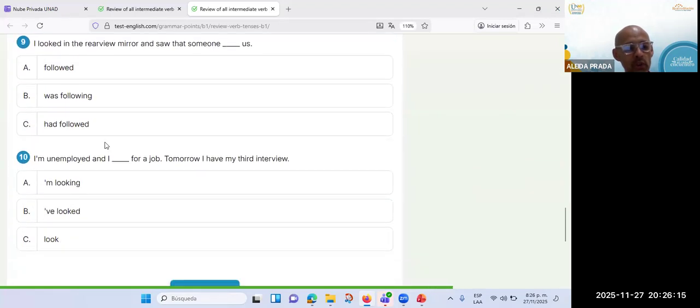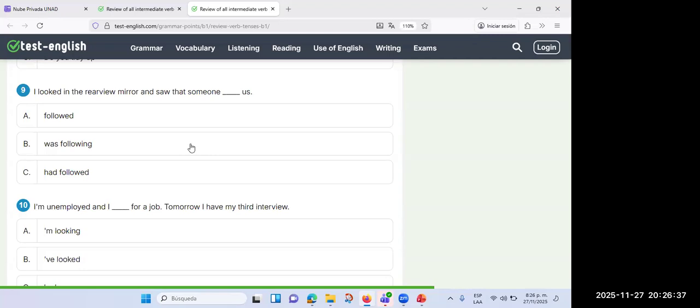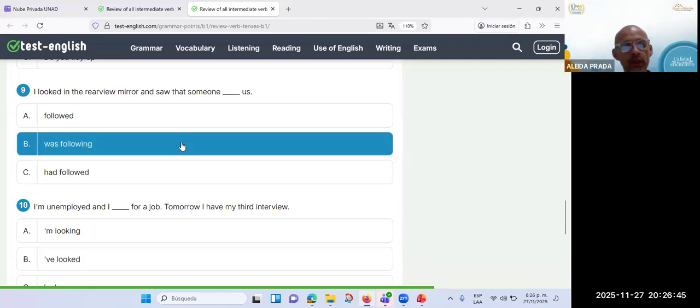Number 9, and we are going to finish with number 10. Number 9, I looked in the rear view mirror and saw that someone followed us, was following or had followed us. John. Was following. Was following. Good.